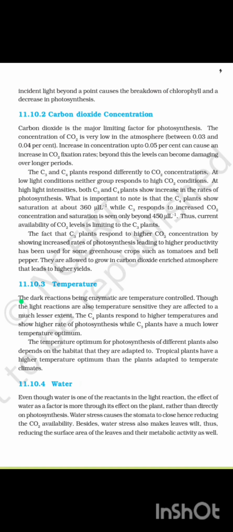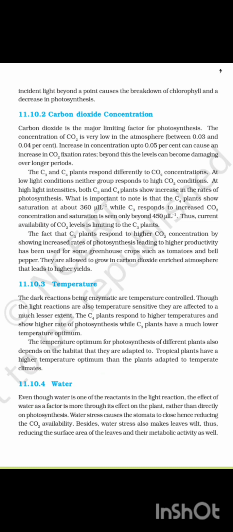11.10.3 Temperature. The dark reactions being enzymatic are temperature controlled. Though the light reactions are also temperature sensitive, they are affected to a much lesser extent. C3 plants respond to higher temperature and show a higher rate of synthesis, while C4 plants have a much lower temperature optimum. The temperature optimum for photosynthesis of different plants also depends on the habitat that they are adapted to. Tropical plants have a higher temperature optimum than the plants adapted to tolerate temperate climates.